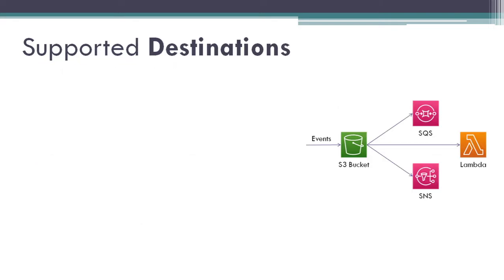Now we will see what the supported destinations are. Amazon S3 supports the following destinations where it can publish events. In this figure, you can see my S3 bucket. When some event happens, this event will get published. There are three destinations available in S3 event notification: SQS, Lambda and SNS. You can select any one of these destinations for your event.